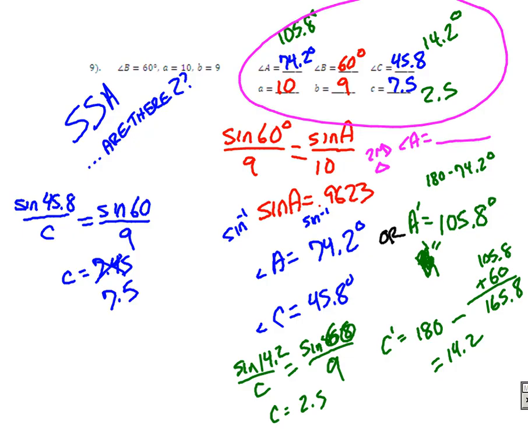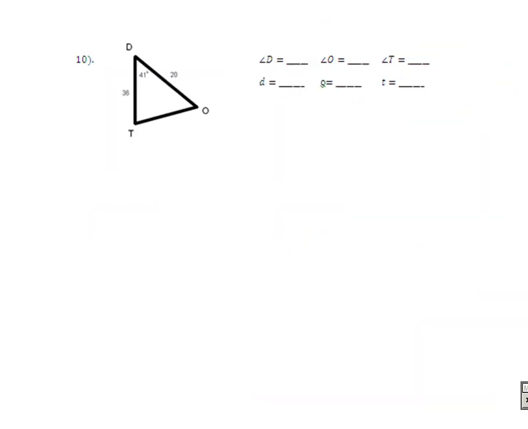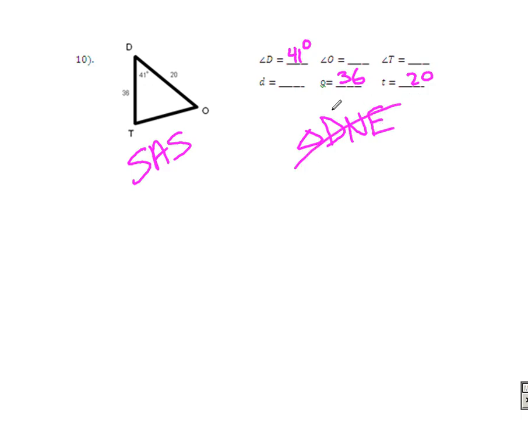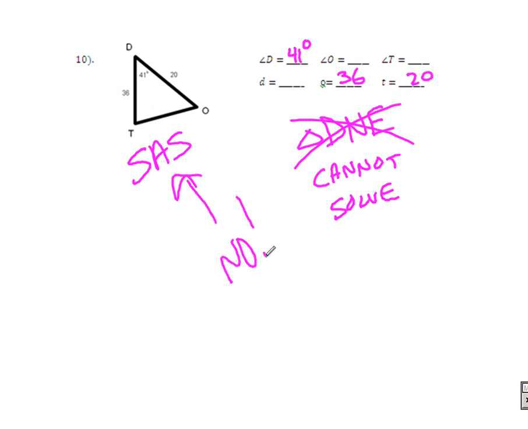Okay, number 10. You should notice right away, especially in the picture, that we have side, angle, side here. Now, if you wanted to try to figure out, based on how this is setting up, we could look, okay, angle D is 41 degrees, side T, 20, side O, 36. Looking at this, I already do not have any proportions that I can set up at all. So all you have to say is we cannot solve this. We don't have enough information yet. Again, law of cosines later. You see side angle side, think, no, can't do that.